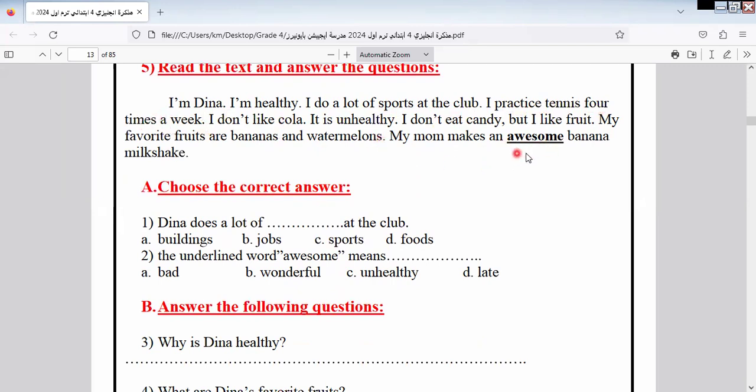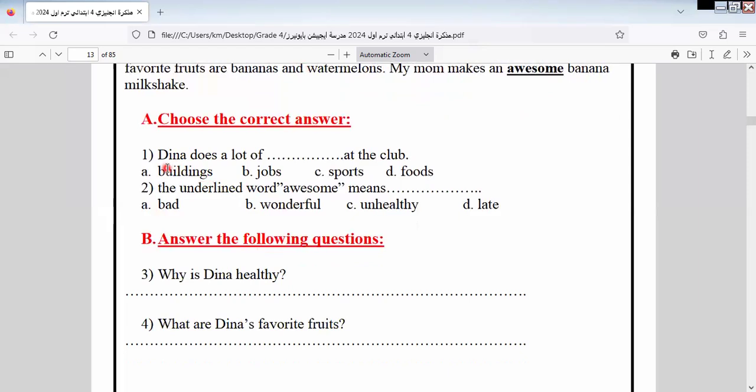So here we have an underlined word. We must know that if you underline the word, you must understand the sentence to select the correct answer for this word. I don't like cola. It's unhealthy. I don't eat candy, but I like fruit. My favorite fruits are bananas and watermelons. My mom makes an awesome banana milkshake. As we told you before, that awesome means what? Means wonderful. We know it from the previous page.